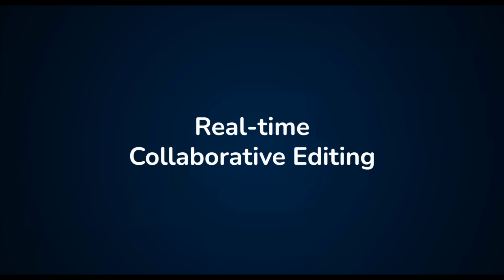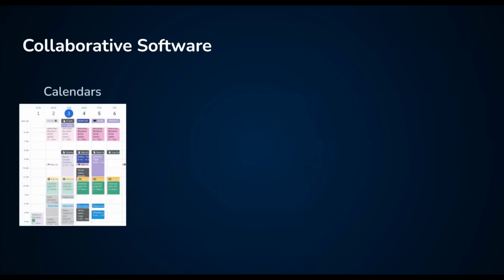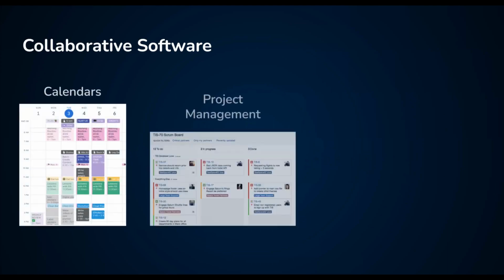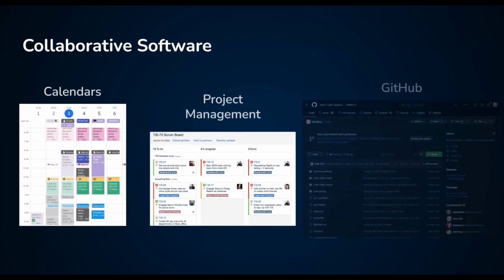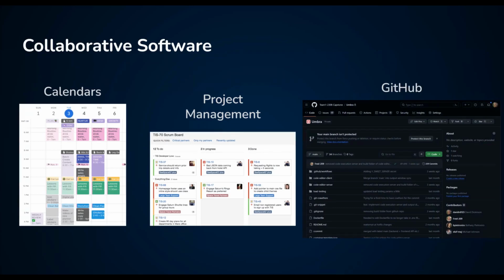Before we dive into the construction of Umbra, let's set the stage by exploring what real-time collaborative editing looks like in web applications today, and take a quick journey through the history that paved the way for it. Collaborative software is essential for teams to achieve common goals effectively. Examples include electronic calendars for efficient scheduling, project management tools for streamlining team coordination, and platforms like GitHub for collaborative source code management.